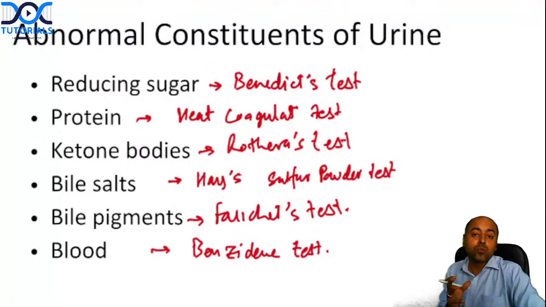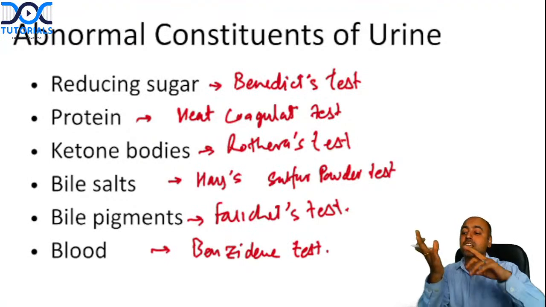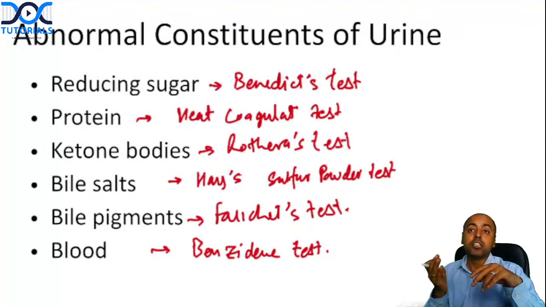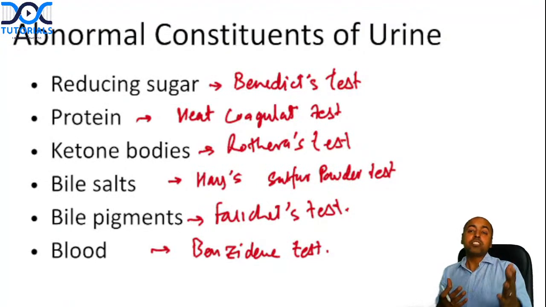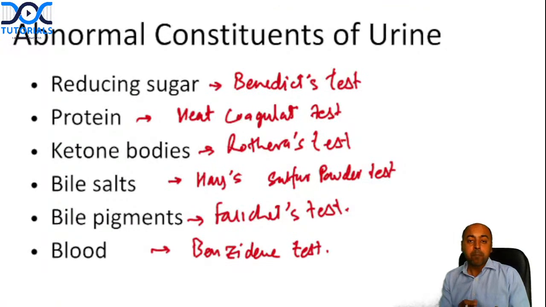When we say abnormal constituent, what this means is, in a normal individual, when you test for these components, they will not be present. There are a lot of components which are normally present in urine. For example, electrolytes will be there, sodium, potassium, phosphate, etc. The urea will be there, the creatinine will be there. These are normal constituents. But when we say abnormal constituents, they are normally absent. They are totally absent normally, and only in certain cases they will appear in the urine. Okay, so these are some of the important abnormal constituents of urine.